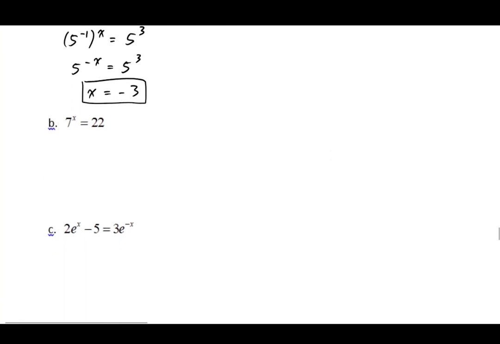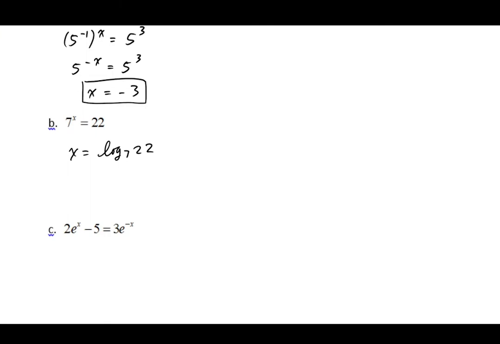Okay, second one. We see nothing in common. 7 and 22, really nothing. So we are stuck. Okay. There are two schools of thought, depending on which book you subscribe to. I believe your Algebra 2 book did it this way. Rewrite this into logarithmic form. So x is equal to log base 7 of 22.